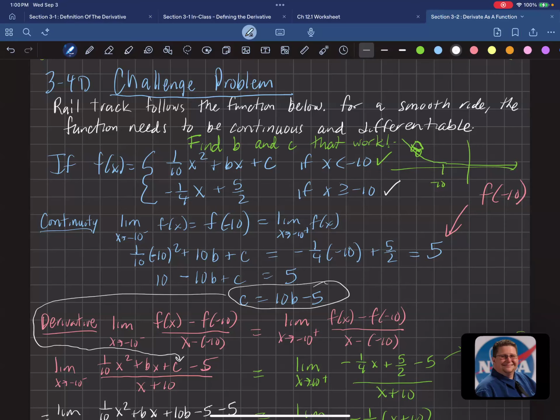So for continuity, we need this side to match this side as we do the limits. That's what we did here. I did the limit as x approaches -10 from the left. You plug the stuff in, you get that. The right side is where f is -10, and you just get 5. So f of -10 is 5. We're going to use that again in a second. When you clean this up, you get c equals 10b minus 5, which isn't enough on its own.